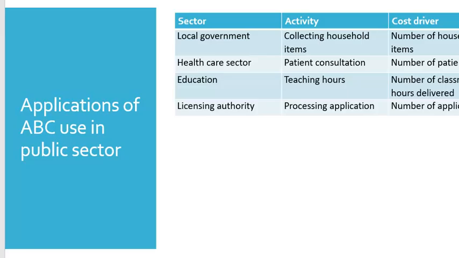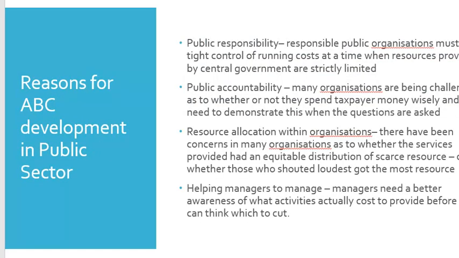So how can we apply ABC in the public sector? For example, in the local government sector, the activity can be collecting household items, then the cost driver can be the number of household items. In the health sector, the activity can be patient consultation, and the cost driver can be the number of patient consultations, for instance, or number of patient visits. In education, you can have teaching hours. Cost driver, number of classroom hours delivered. Then licensing authority, we can have processing applications. Then the cost driver can be the number of applicants.